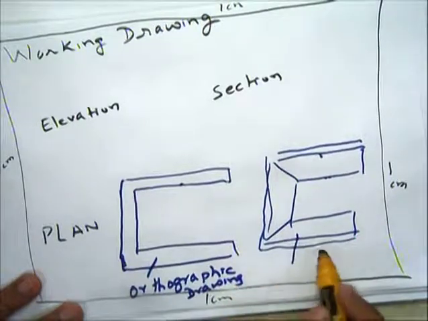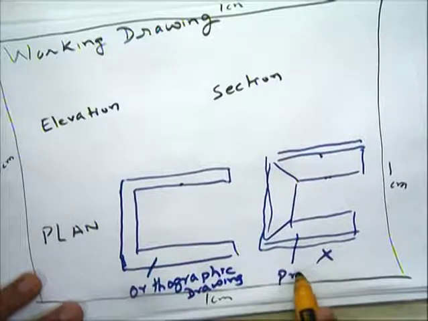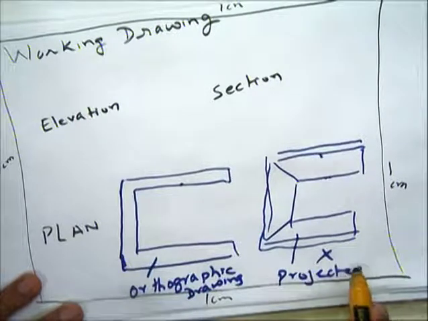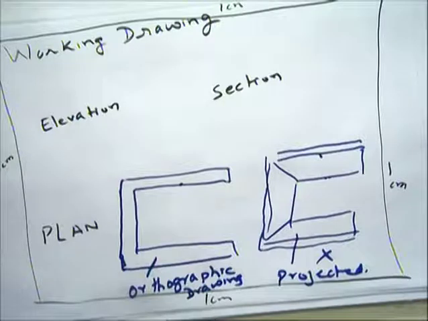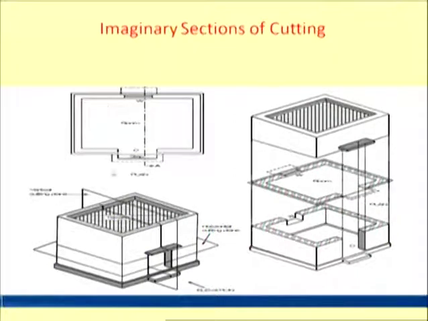Not the projected drawing. Projected drawings are not drawn here. So in working drawings we will be preparing the orthographic drawing. Here in this diagram you can see the plan of this building. So this is the isometric view. This is the isometric view of a room.